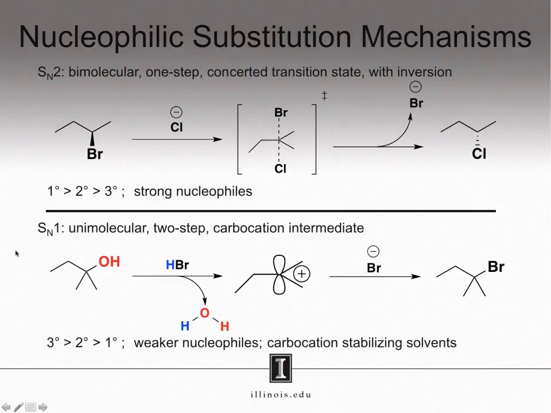And finally, we can choose solvents that stabilize the carbocation intermediate. By choosing solvents that are polar protic, we can help stabilize this high-energy carbocation and make it easier to form.